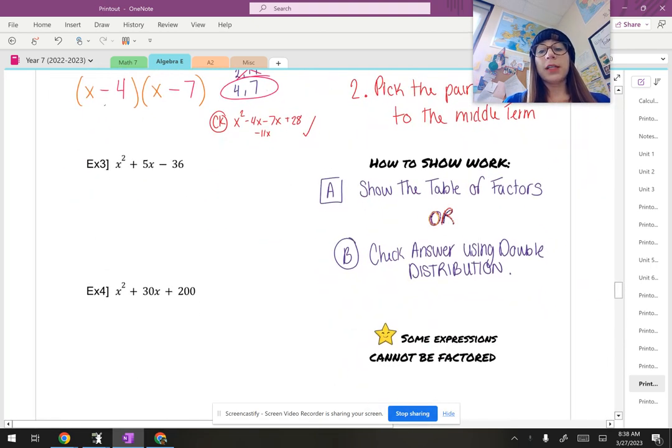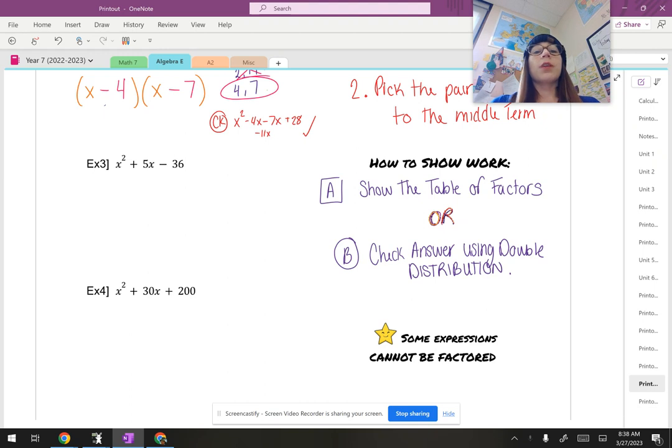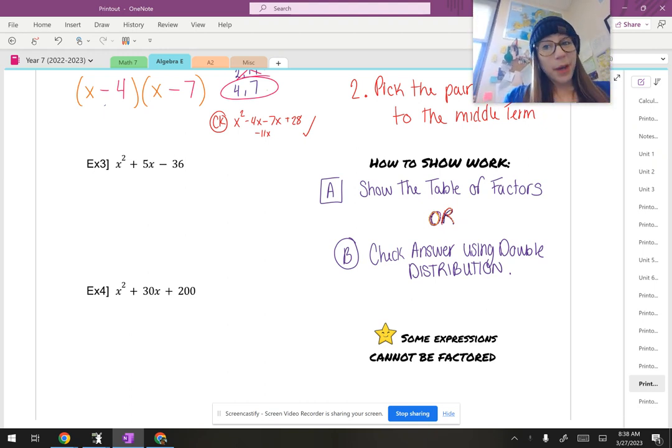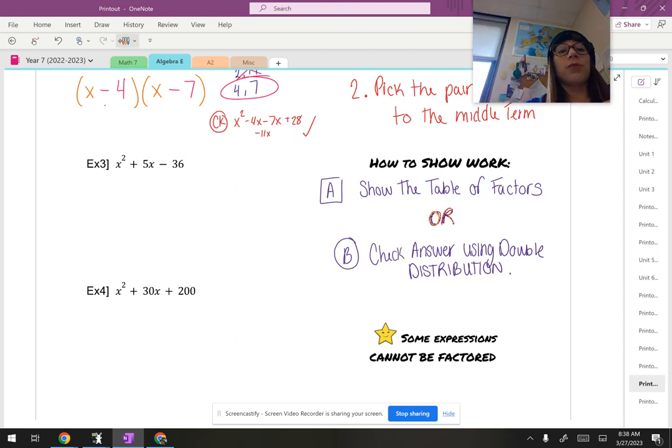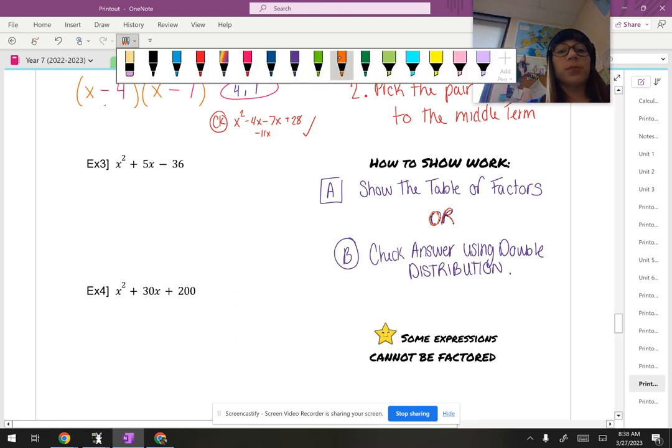Or option B is to check your answer using the double distribution, also like we did in example 1, or example 2 technically. You don't have to do both of them. I recommend both because it's going to allow you to get as close to 100 as possible. But I only need one or the other in order for you to get full credit.